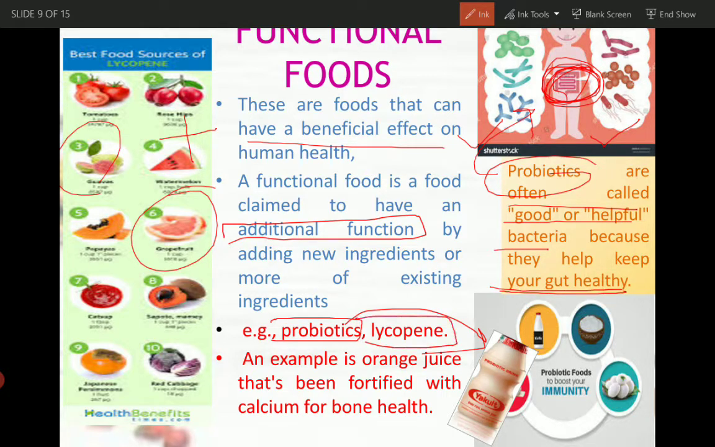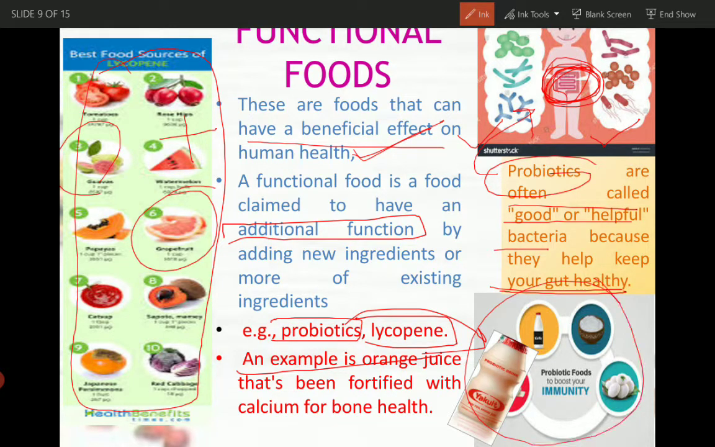The second is lycopene. Lycopene, what is lycopene? Lycopene actually helps in increasing the immunity of the body, and it also fights cancer. तो बॉडी में जो कैंसर कॉजिंग एलिमेंट्स हैं ये उनको भी डिस्ट्रॉय करता है. An example is orange juice that has been fortified with calcium for bone health. In functional foods, we have also fortification, क्योंकि fortification से भी we increase the beneficial effect on human health. These are all the examples of the foods which are good sources of lycopene, and this is probiotic food.